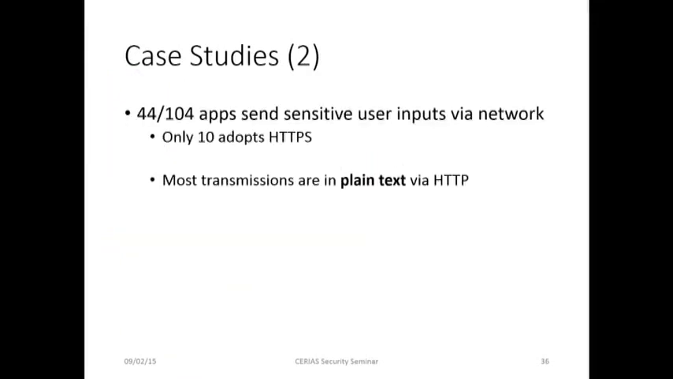And we also carefully examined the 44 apps among the 104 apps that send sensitive user inputs via network. We found that only 10 apps adopt HTTPS connections. That means most transmissions in the apps are in plain text via HTTP. We cannot say that these disclosures are malicious, but such behaviors may lead to some privacy leakage of the user's sensitive data.